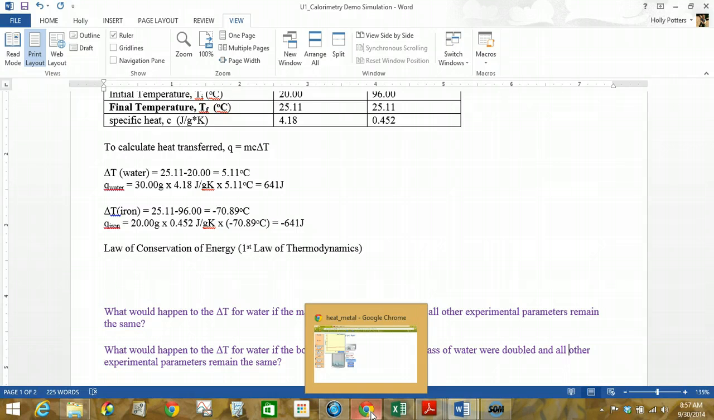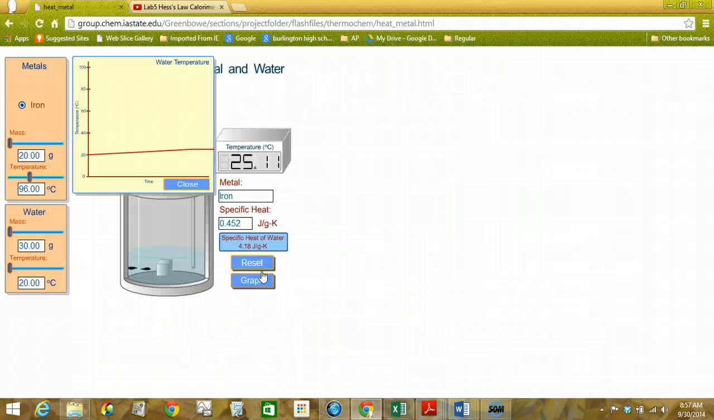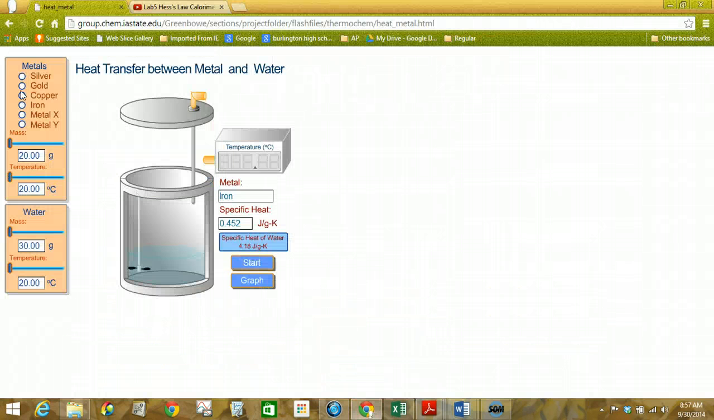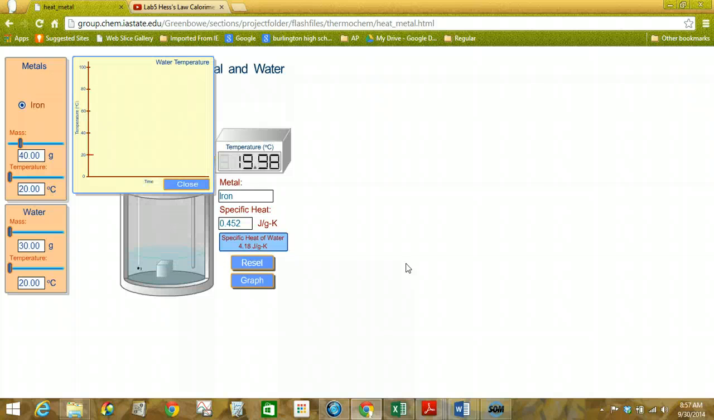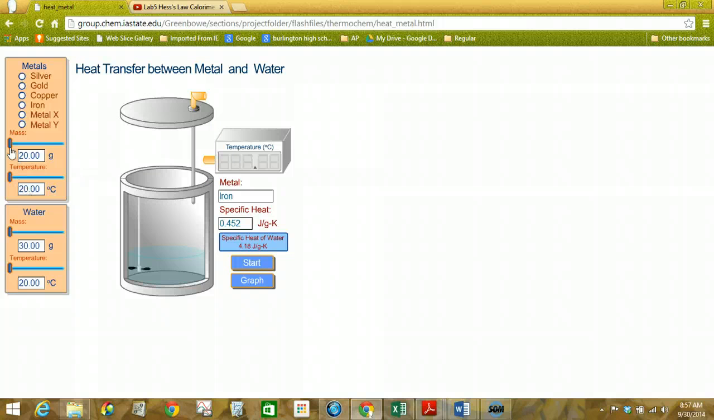So if I'm doubling the mass of the iron, we're going to reset this, and we're going to select iron again, and double its mass to 40, and everything else stays the same, and let's see what happens. While we're waiting for the temperature to increase, we can think about what's actually happening here. So I've heated up my iron. Oh, I forgot to heat up the iron to 96 degrees Celsius. That was silly. Okay, so restarting again, sorry.